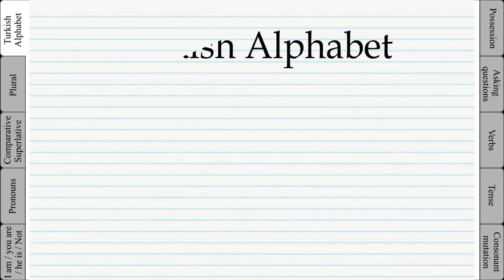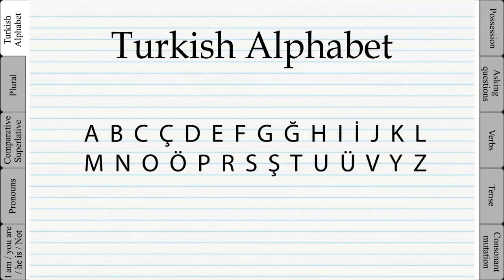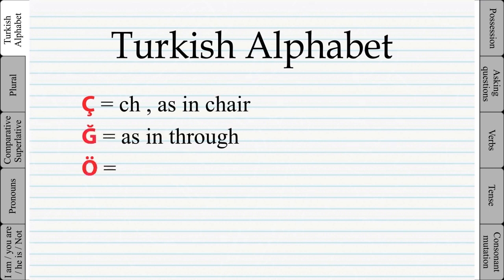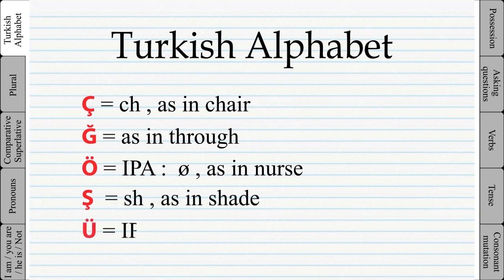The Turkish alphabet is very similar to the English alphabet. Most of the letters are almost the same except these few letters. What makes the Turkish language easy to learn is that it is very systematic and very consistent, and the writing system is also very phonetic. That means you can look at the written word and know how to pronounce it right away.